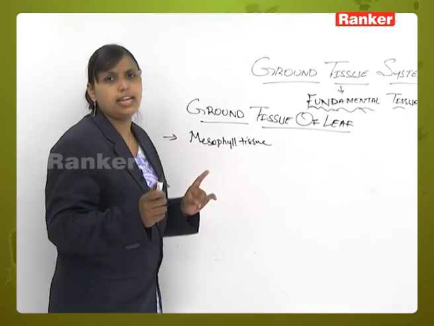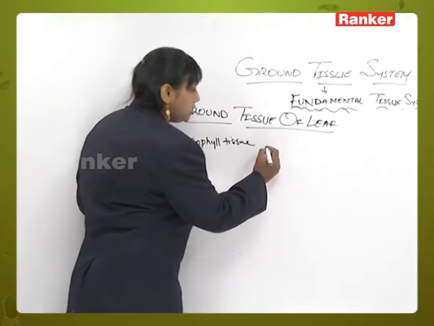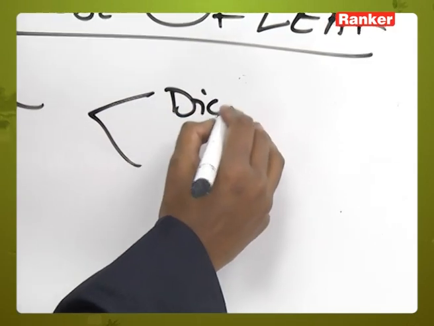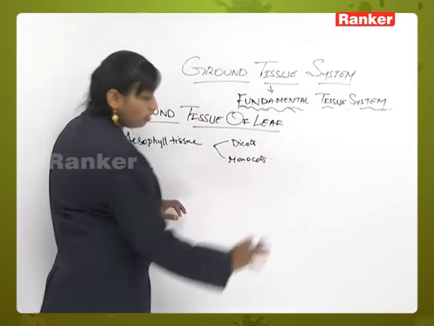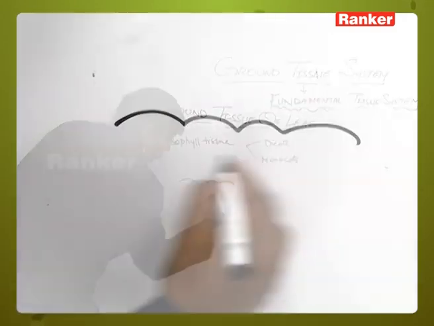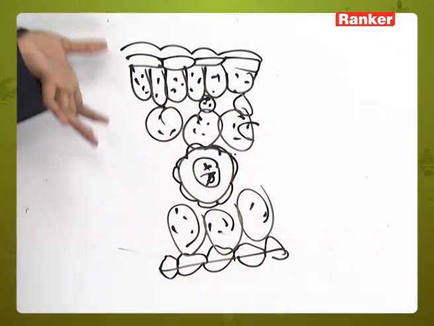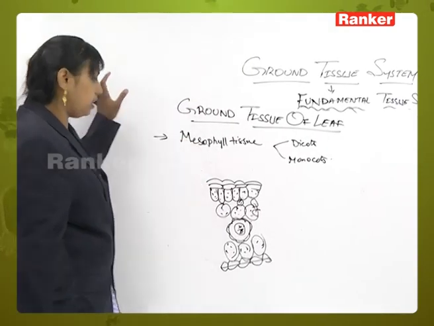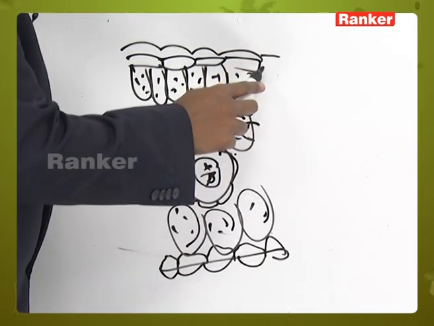In monocots and dicots, you will see the variation. So, what type of variation is there? If I draw a rough diagram of a TS of leaf in a dicot leaf, what is present in the dicot leaf? You have cuticle at the outer side, then you have epidermis.